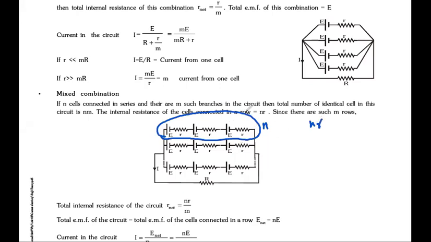What will be the EMF of one loop? What will be E net? Tell me, everyone. What is E net over here? Tell me, guys, what is the E net?